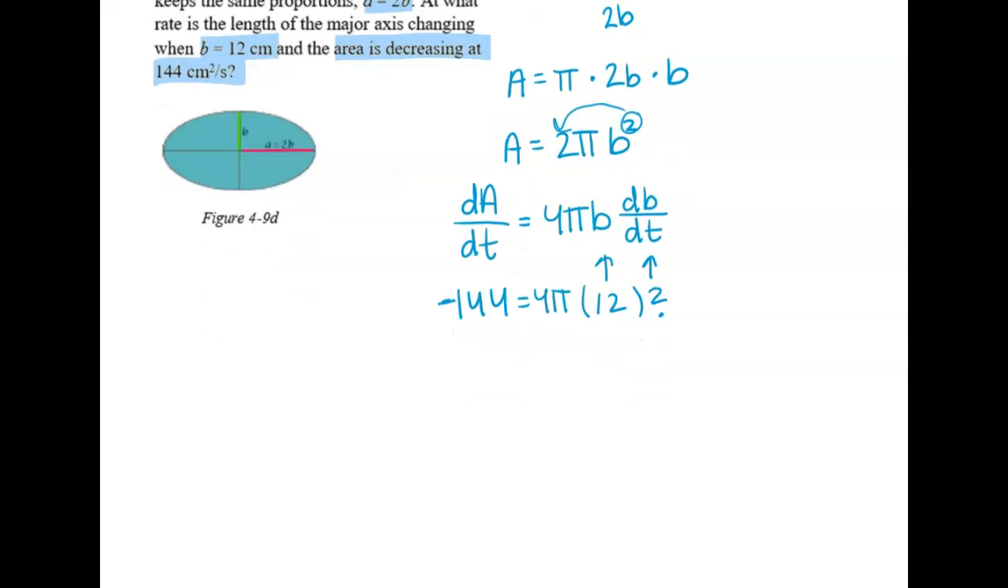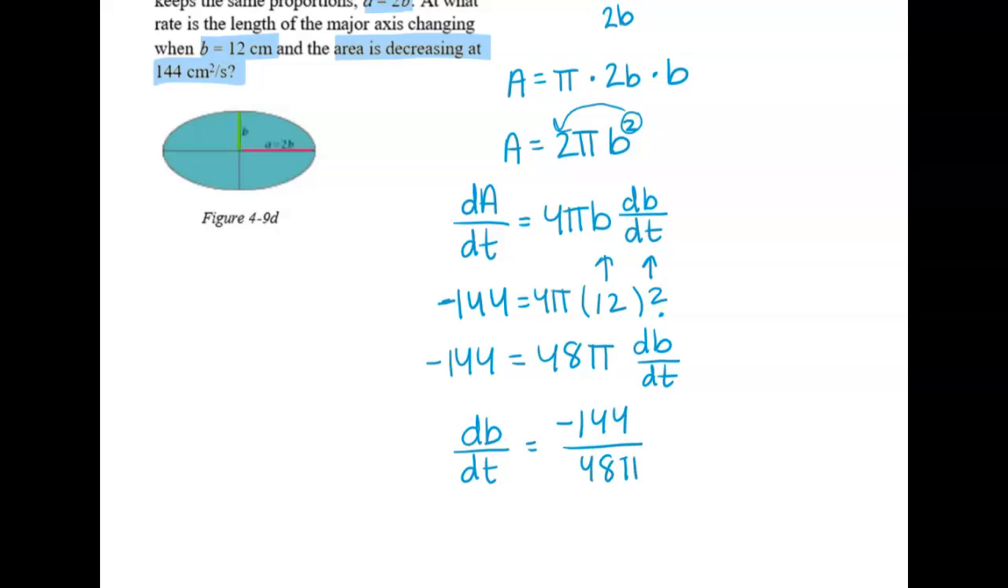Kind of just filling stuff in. So then negative 144 equals 12 times 4 is 48 pi dB over dt. So then dB over dt equals negative 144 over 48 pi. Now, if you were going to find a decimal approximation at this point to 3 decimal places, you could just remember to put your 48 pi in parentheses. Otherwise, your calculator will do negative 144 over 48 and then multiply by pi, which messes everything up.